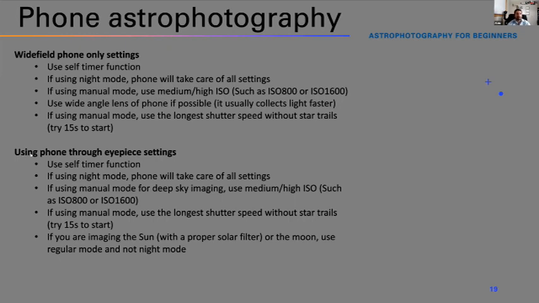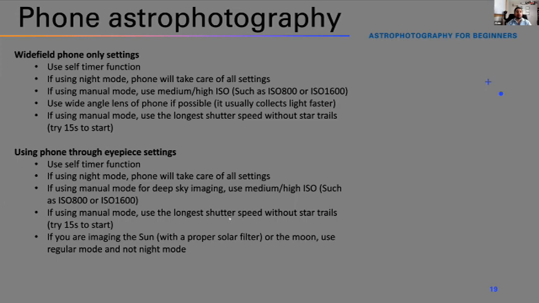And in terms of settings, if you are using your phone through an eyepiece, like I was for a lot of my recent shots that I showed, use the self-timer function still. If you are using night mode, again, the phone will take care of everything. If you are using manual mode for deep sky imaging, use medium high ISO, such as 800 or 1600. Most modern phones will handle high ISOs like that fairly well. If it is too noisy, then drop it down to ISO 400.